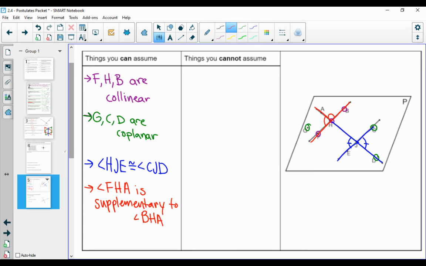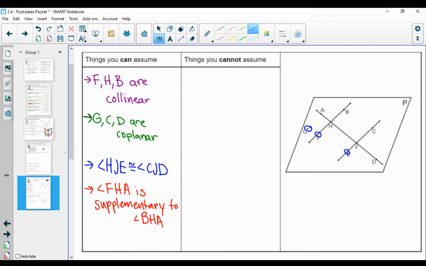All right, things that we cannot assume. It's kind of the opposite of the things that we can assume. So maybe let's clean up this picture so we can see it a little better. You cannot assume that points not drawn on a line are collinear. So even though these points here, G, F, and E, look like they line up, like they might be on a line together, we cannot assume they're collinear unless there's a line drawn there.